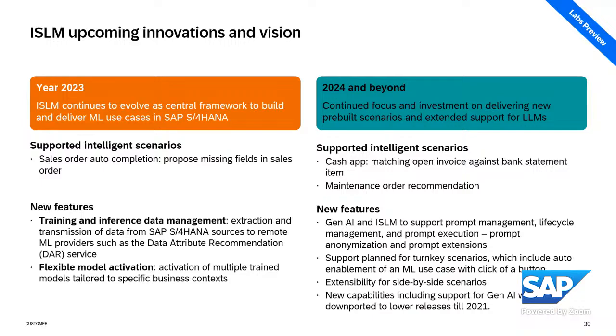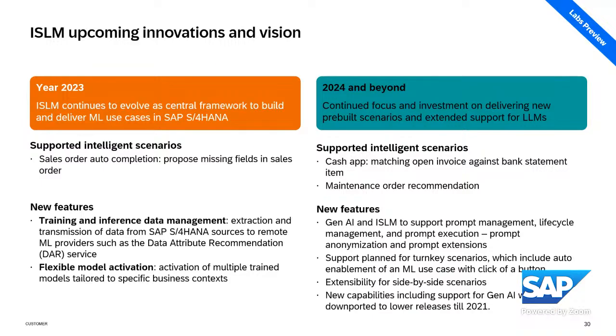Here, ISLM already helps you to do the trainings easily by fetching the data required for model training and sends the data to the BTP to trigger it in a kind of an automated mode. We also support a flexible model activation where multiple models can be activated based on a business context. For example, we need a company code specific models to be activated. Such capabilities are also now supported with ISLM.